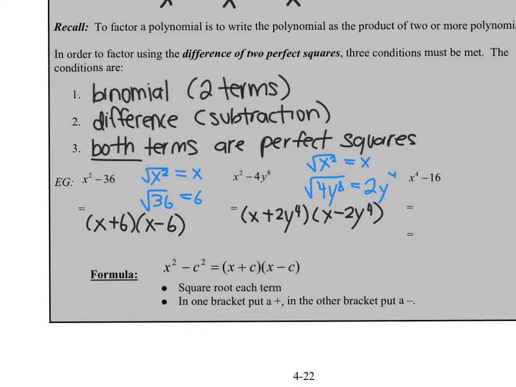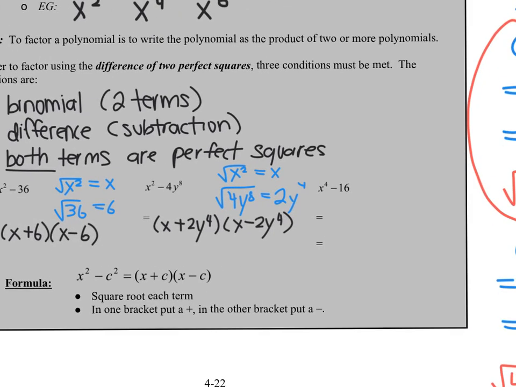Let's try that last one. X to the 4, that's definitely a perfect square, and 16 should look very familiar. So the square root of x to the 4 is going to be x squared, and the square root of 16 is 4. So that's going to be x squared plus 4, x squared minus 4.